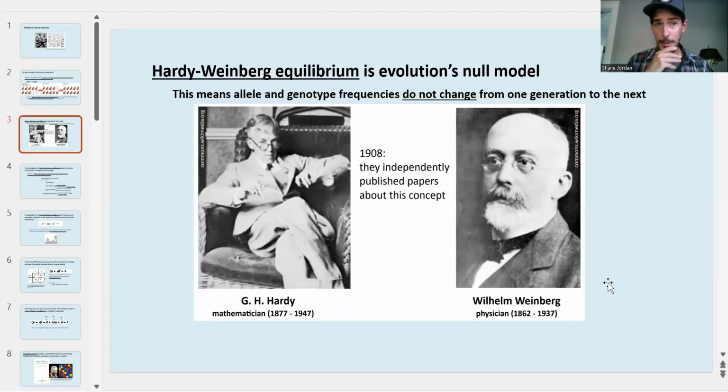Now, this model was proposed way back in the very early 20th century, independently, actually, by two separate individuals, G.H. Hardy, who was a mathematician, and Wilhelm Weinberg, who was a physician. These two guys came up with the same idea that we can develop a model, based on Mendelian genetics, with which we can test data against to see whether or not populations are evolving.